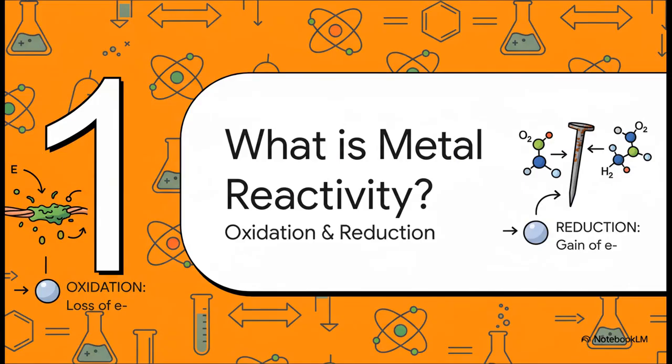First things first, what does it really mean when we say a metal is reactive? Well, it all comes down to two key processes that are happening all the time in chemistry. They're called oxidation and reduction. Let's get our heads around those before we go any further.